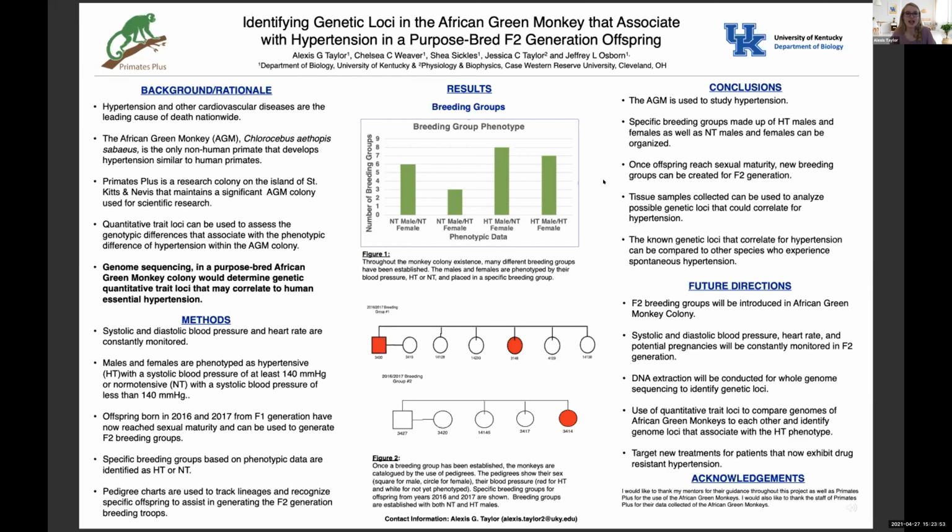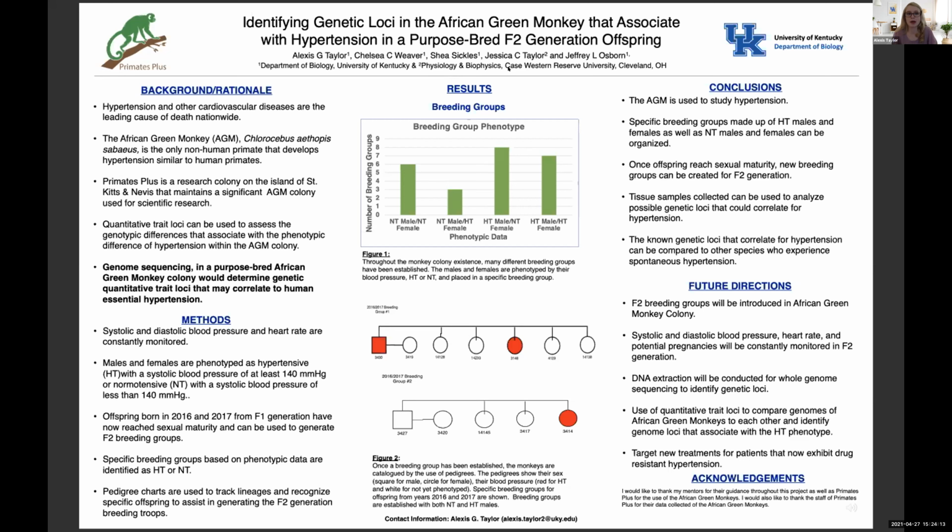And so the research that I do focuses on identifying genetic loci in the African green monkey that associate with hypertension in a purpose-bred F2 generation offspring. So kind of a mouthful. So hopefully through our conversation, I'll be able to break that down a little bit for you. So first, just some background.